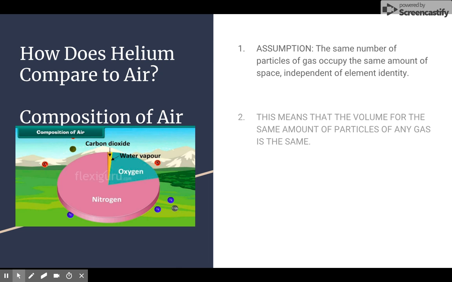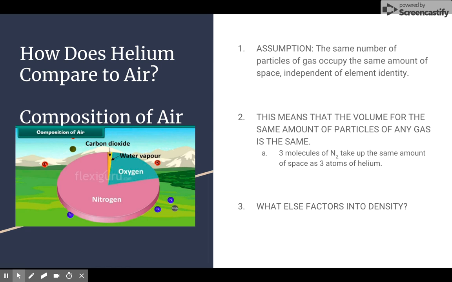So I told you to assume that the same number of particles of gas occupy the same amount of space, independent of the element identity. So this means that the volume for the same amount of particles of any gas is the same. So 3 molecules of nitrogen, which is the main component of the air, takes up the same amount of space as 3 atoms of helium. And so that essentially means the volume is going to be constant no matter what gas we're looking at.